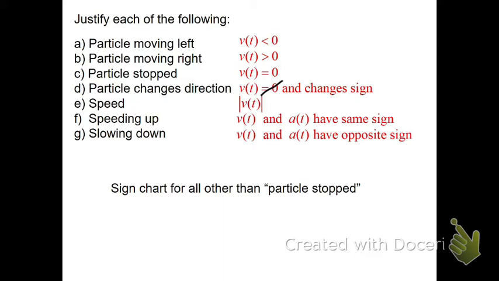Speeding up, velocity and acceleration have the same sign. Slowing down, velocity and acceleration have opposite signs. And there's two more as well.